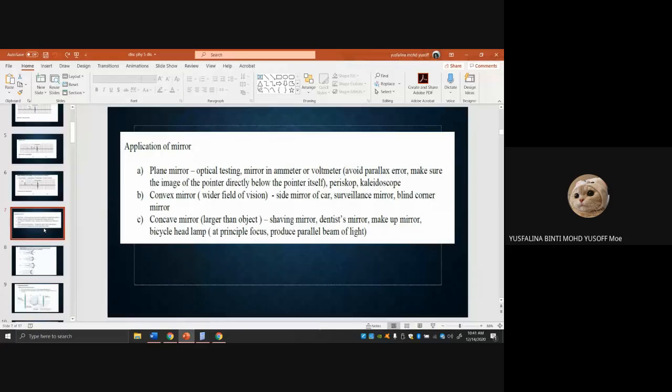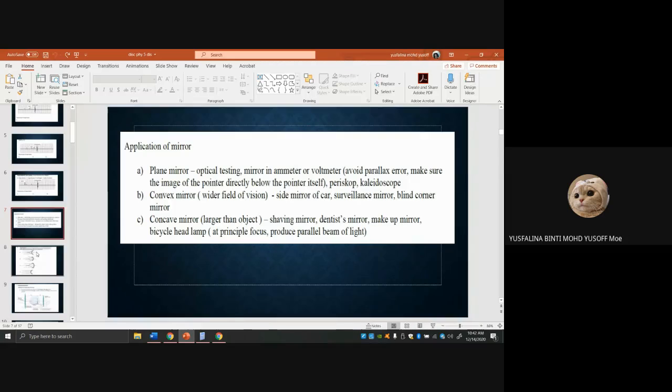Okay, and it will be used in periscope and also kaleidoscope. Periscope is actually a plane mirror used for total internal reflection, right? Okay, and convex mirror, we use it because it has a wider field of vision. As an example, side mirror of the car, surveillance mirror, blind corner mirror. Okay, and for the concave mirror, we want the image to be larger than the object. So the examples are shaving mirror, dentist mirror, makeup mirror, and also a bicycle head lamp. Because we put it at F, we want to produce a parallel beam of light. Okay, so this is the application of mirror that you have to know.